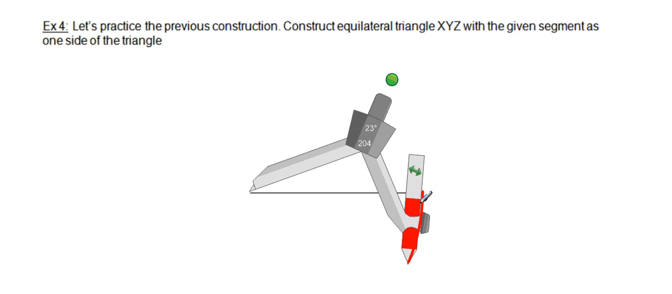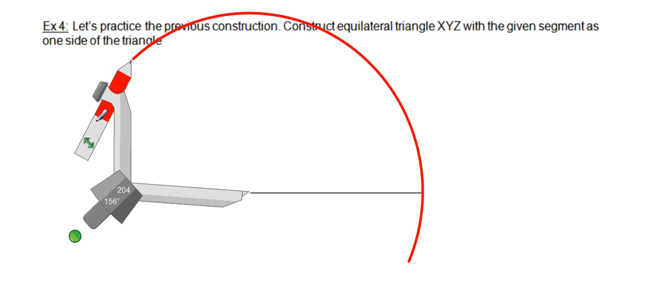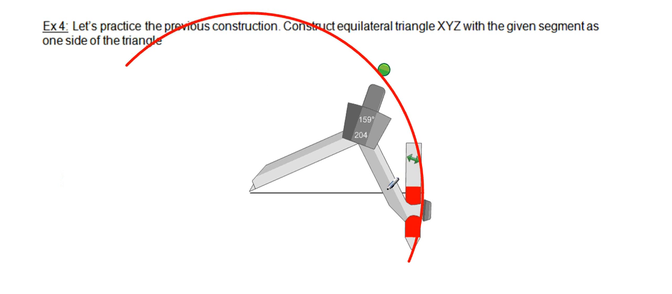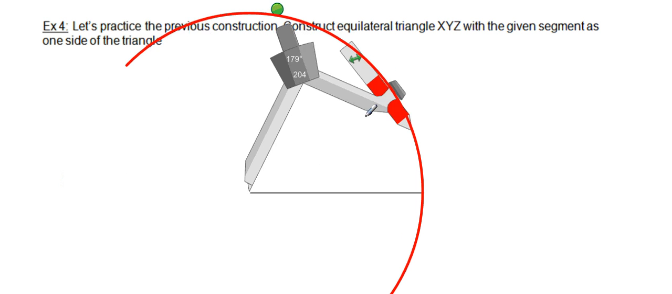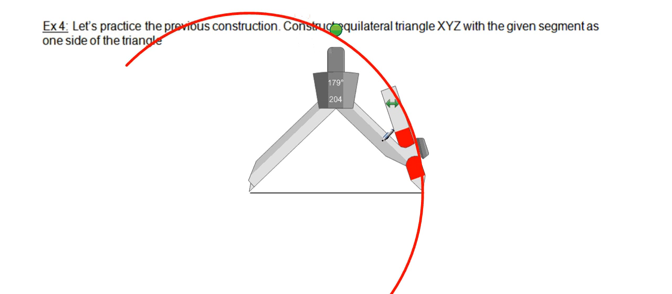I'm going to draw a nice big arc. If you want to draw the whole circle, feel free to draw the whole circle. Remember that as you're drawing these, many times it's much easier to spin the paper than it is to try to rotate the compass. So now I know that my second vertex should be right here.